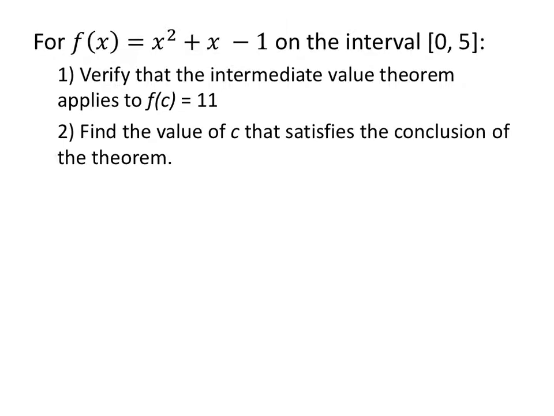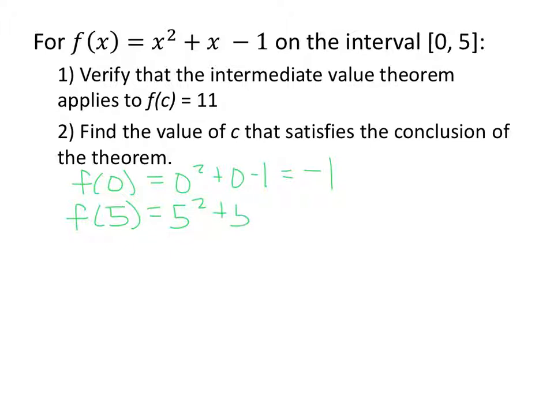So I have f of x equals x squared plus x minus 1 on the interval from 0 to 5. We want to verify that the intermediate value theorem applies to f of c equals 11, saying that there is some c in between that's going to equal 11, and then we want to find out what that c is. The first thing I have to do is find f of 0. So f of 0 is 0 squared plus 0 minus 1, which equals negative 1. F of 5 is equal to 5 squared plus 5 minus 1. So that would be 25 plus 5 is 30. 30 minus 1 is 29.